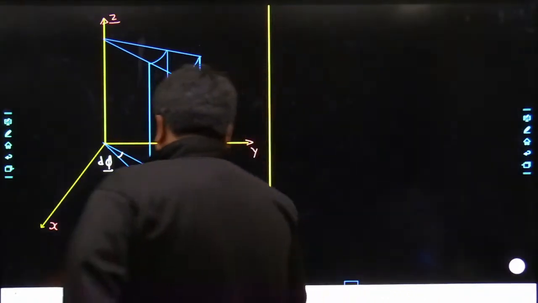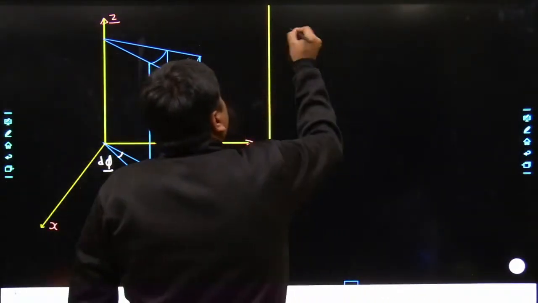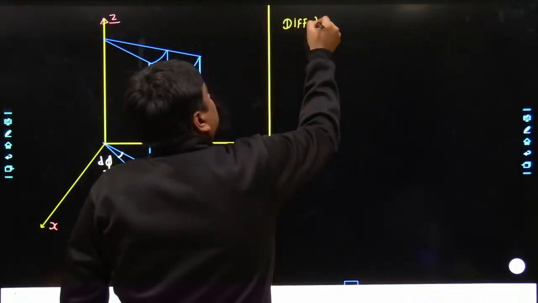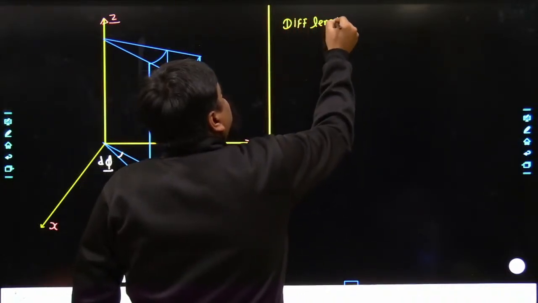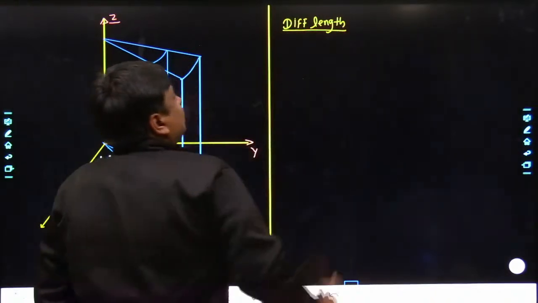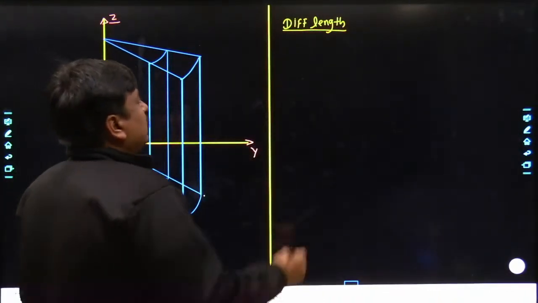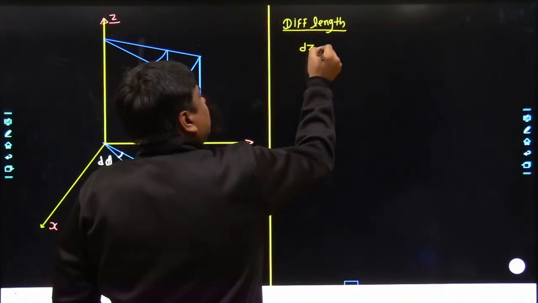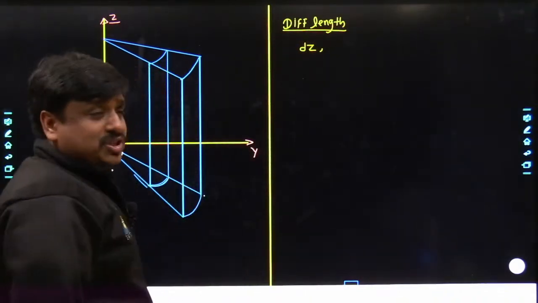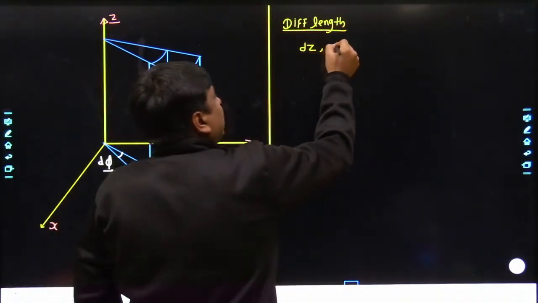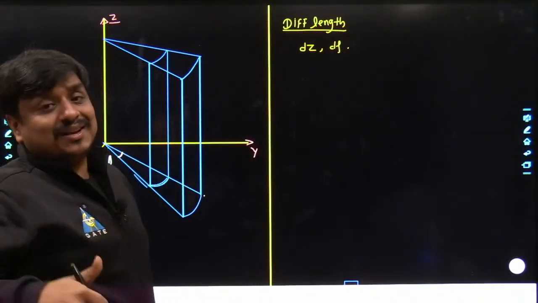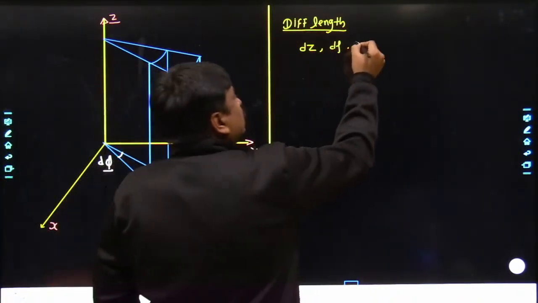So if you want, we can write one important point. Whenever we talk about the differential length on cylindrical coordinate system, we had one differential length because of the change in z, which we can simply write as d of z. The another differential length because of change in rho, which we can write as d of rho. The another differential length because of change in phi, and put together it becomes rho d phi.